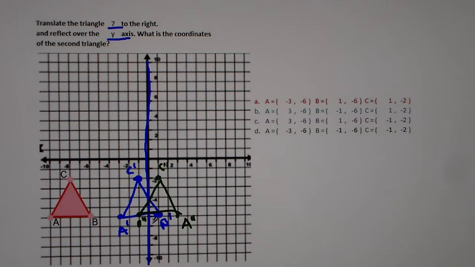We look up the coordinates of A double prime, B double prime, C double prime, and you compare them to the coordinates here in the multiple choice, and you'll find out what the correct answer is.